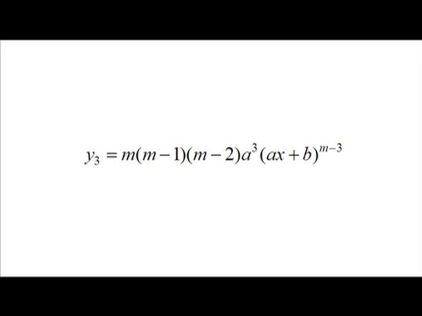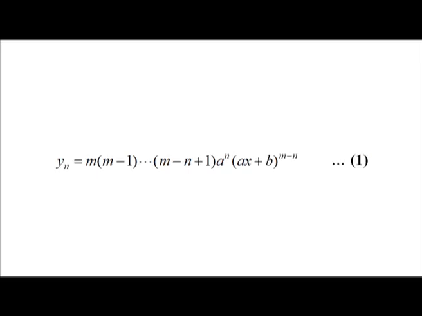Proceeding like this, yn equals m into m minus 1 into etc. into m minus n plus 1 into a power n into (ax plus b) all power m minus n. Special cases when m is a positive integer.